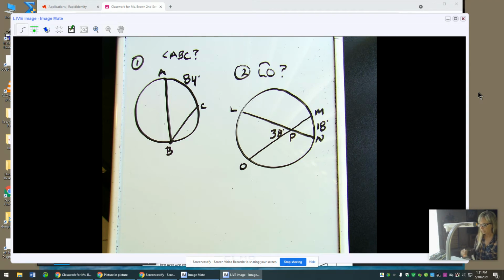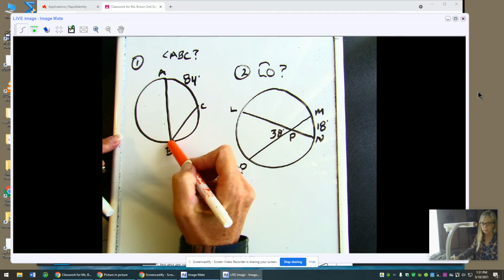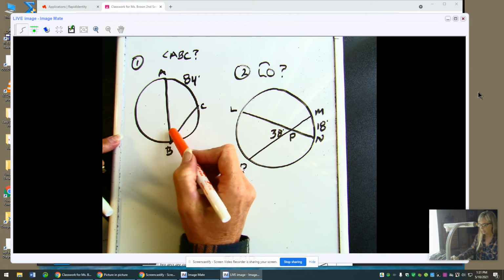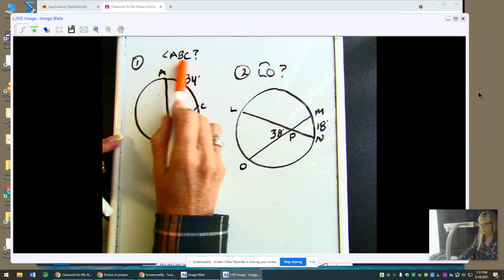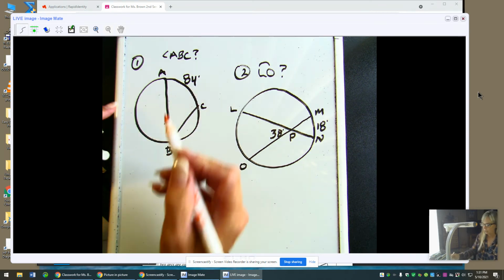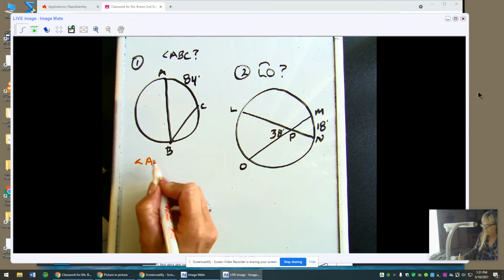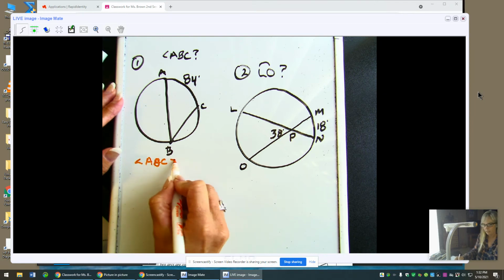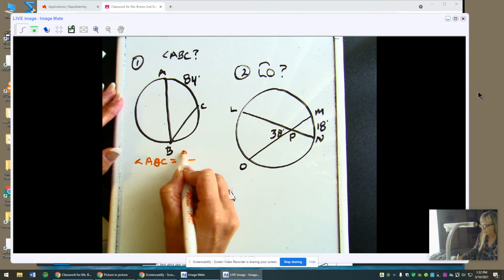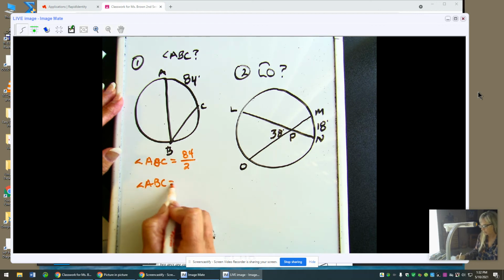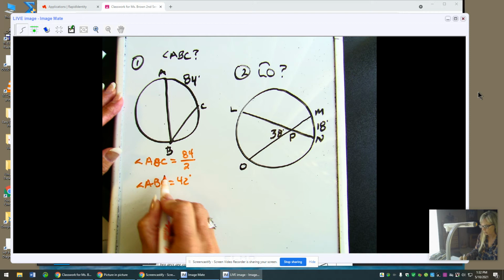So we learned that if we have an inscribed angle, this angle ABC is inscribed, that angle measurement, which is what they're asking us for, is half of the intercepted arc. So angle ABC is half of the intercepted arc. So angle ABC is 42 degrees.